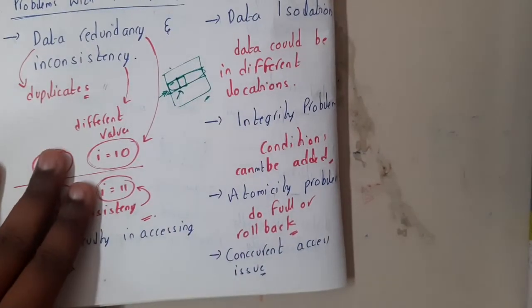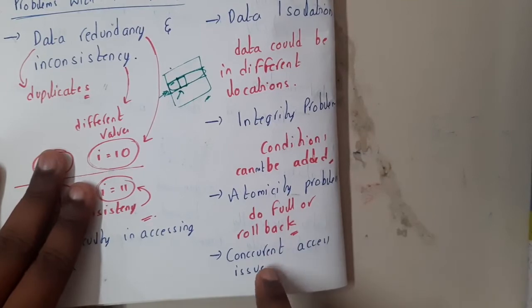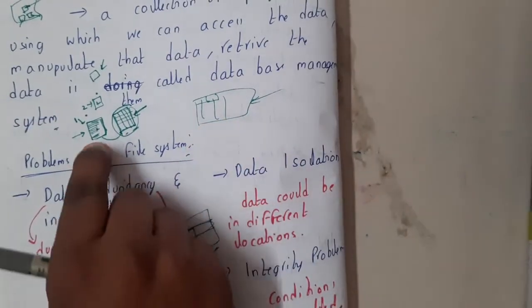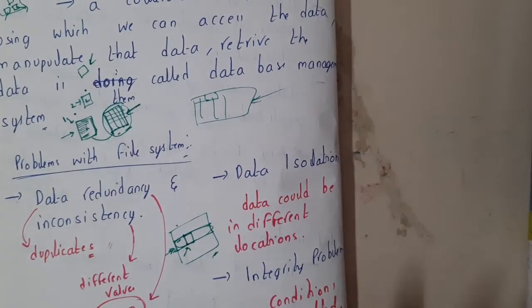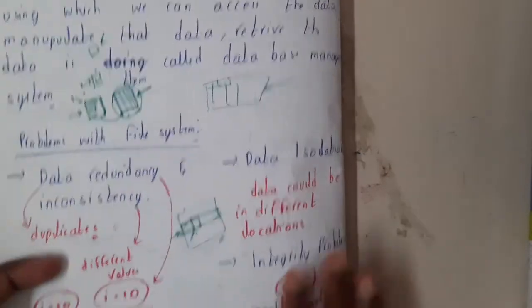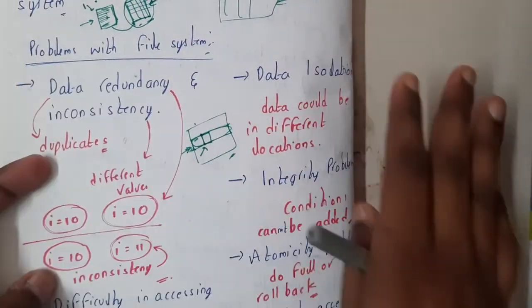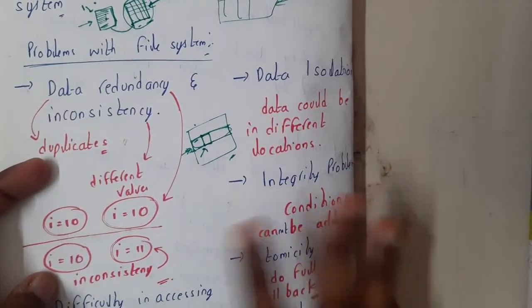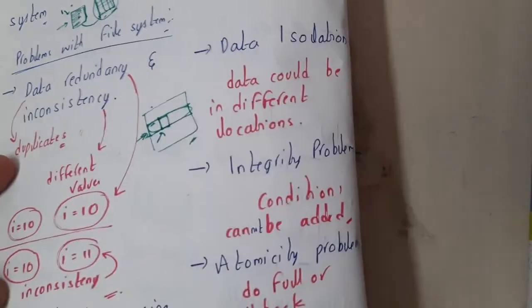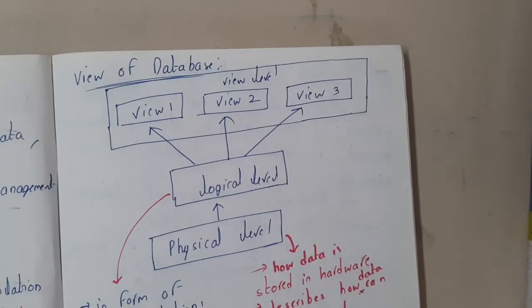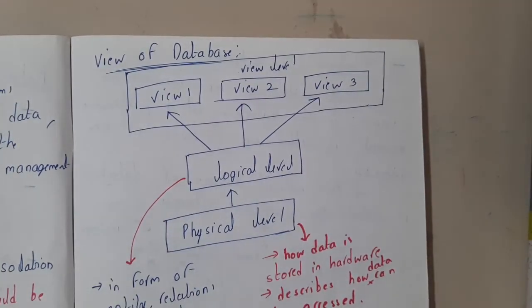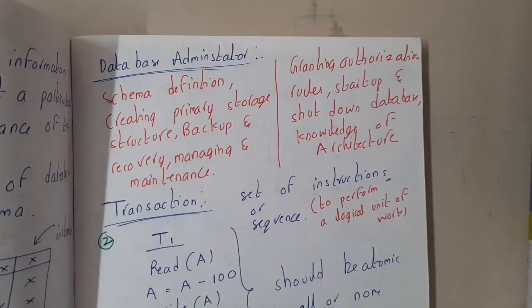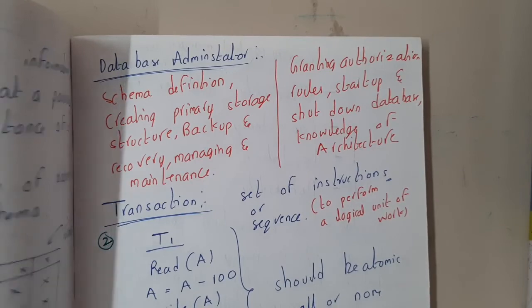Yes. Similarly, the atomicity problem and the concurrent access issue. If two or more users want to access the same file, it will be a huge issue. But when it comes to a database, it will be really easy to access, guys. Okay, yes. So these are some problems, and all these problems will be solved using databases, guys. That is the reason why databases are most widely used nowadays, right? Yes.